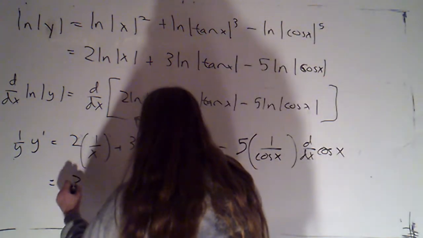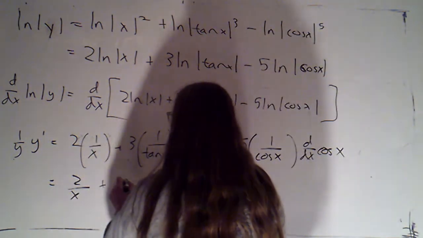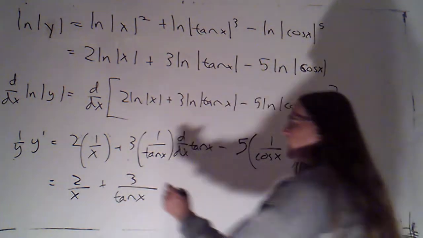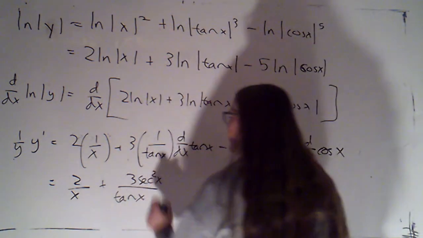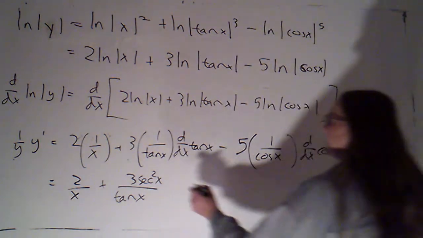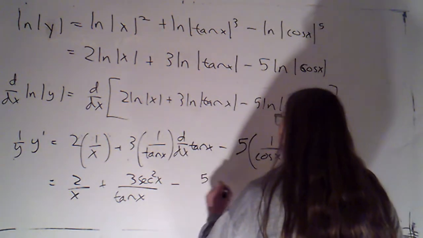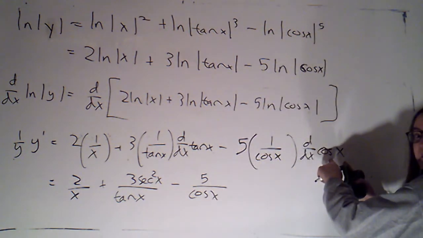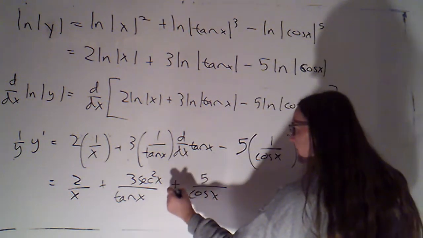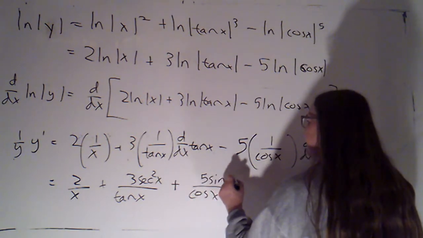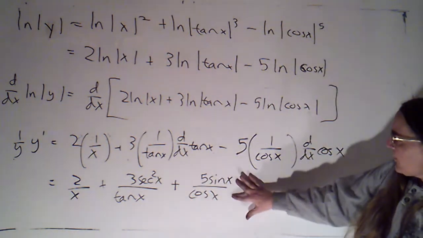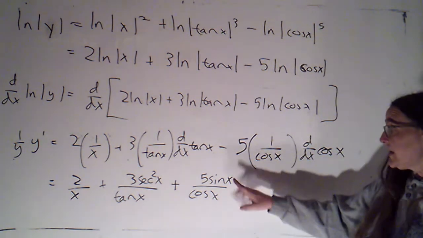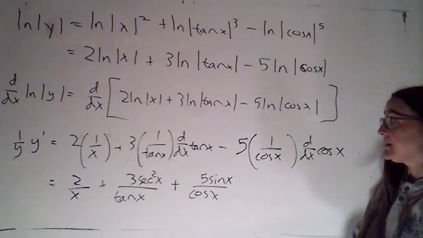All right, so this is 2 over x plus 3 over tan x, and the derivative of tangent is secant squared. I'm just going to write that on the top of that fraction. And then this is minus 5 over cosine x. Derivative of cosine is negative sine. That negative combines with that to make it a positive, and then a sine x. If I want to, I could rewrite this sine over cosine as tangent, or I can keep it as sine over cosine. Either way is fine.